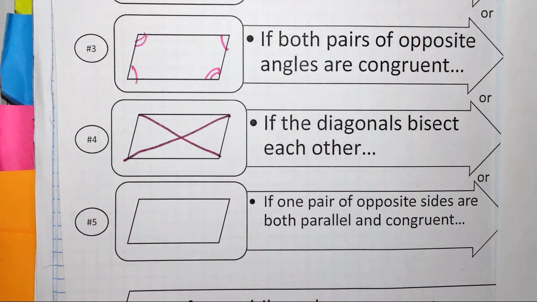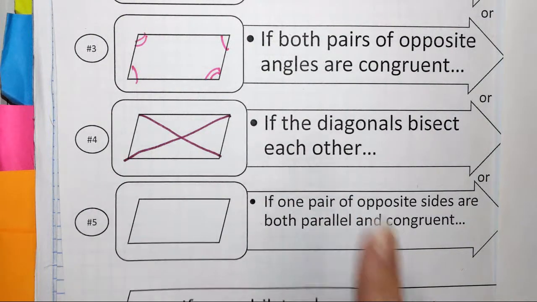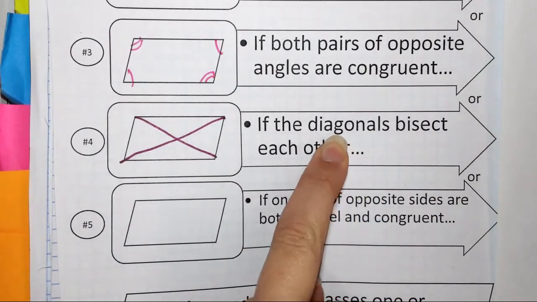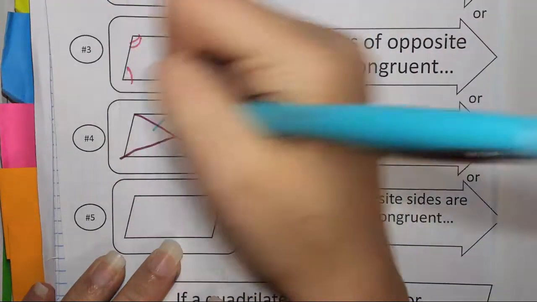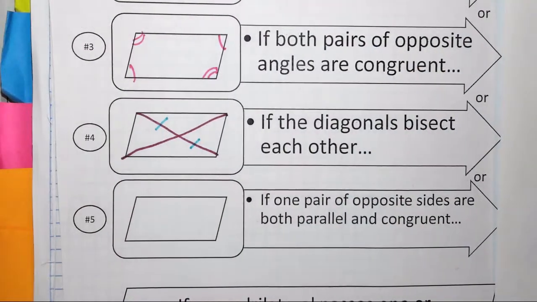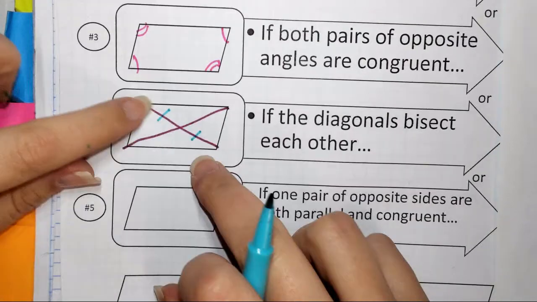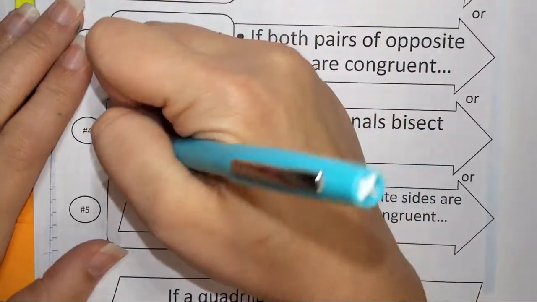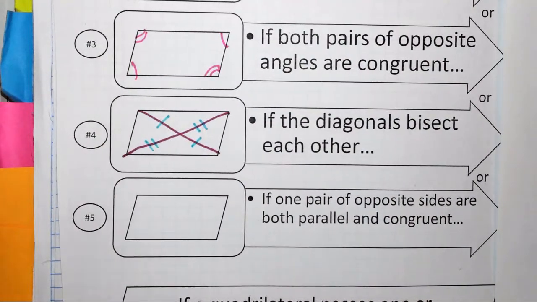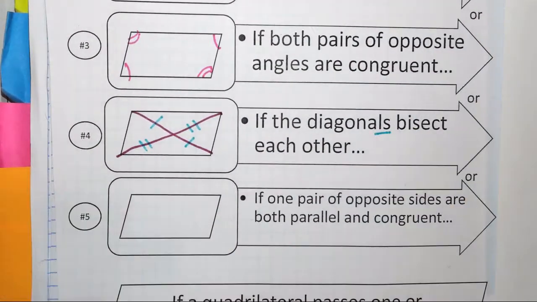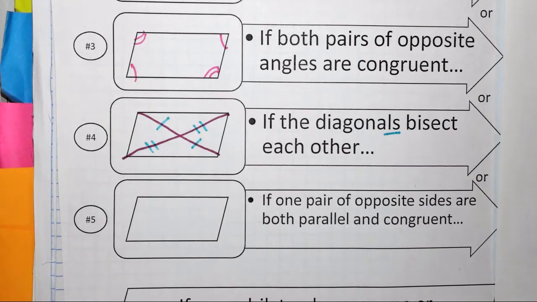You need the tickies. Good. Take a point. We need the tickies because we have to know that they bisect each other. So what would our tickies look like? We would have one ticky here and one ticky here. That means that the parts of your diagonal are bisecting. And then you have to have two. Now remember, it says if the diagonals, plural, not just if one diagonal bisects it.